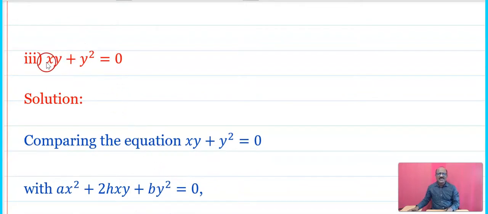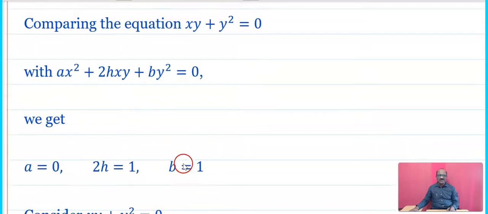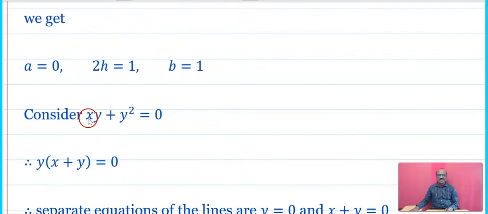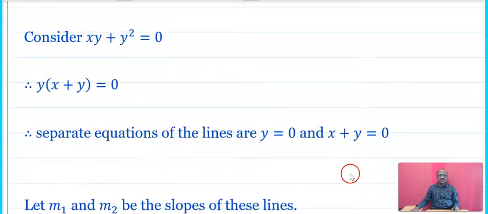Next, third is xy + y square = 0. Comparing this equation with ax square + 2hxy + by square = 0, here the value of a is 0, 2h is 1 and b is 1. Therefore consider the equation xy + y square = 0. Take y as common. Then here you will get the separate equations y = 0 and x + y = 0.